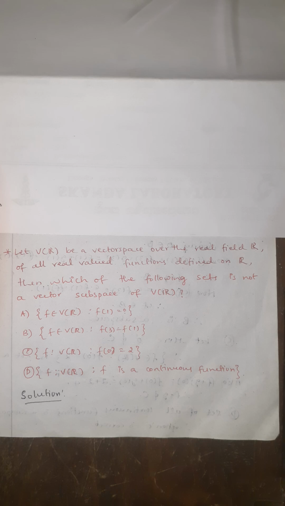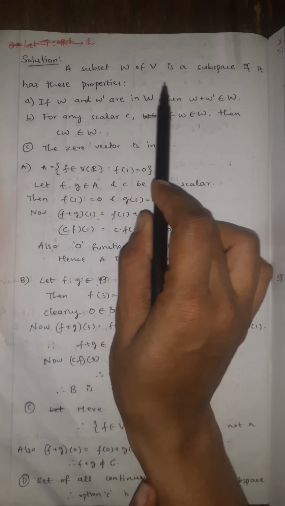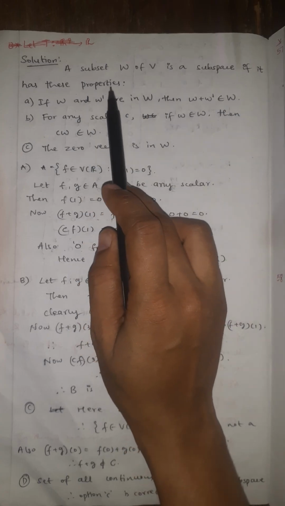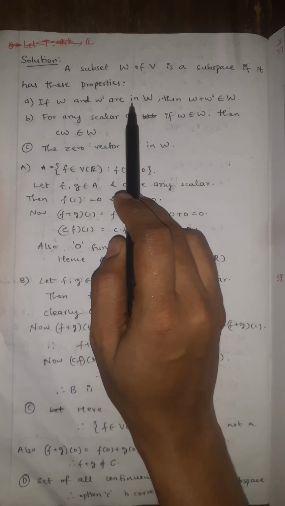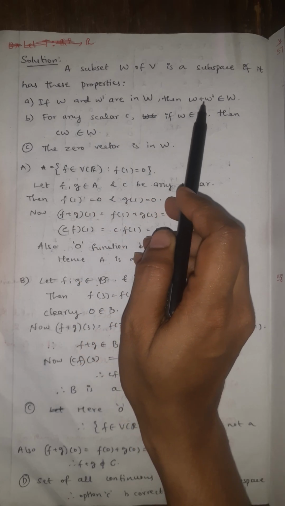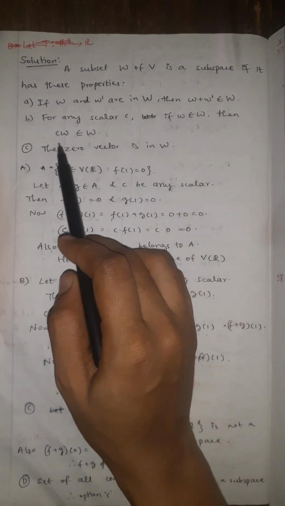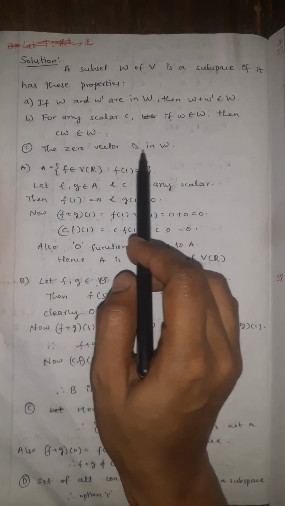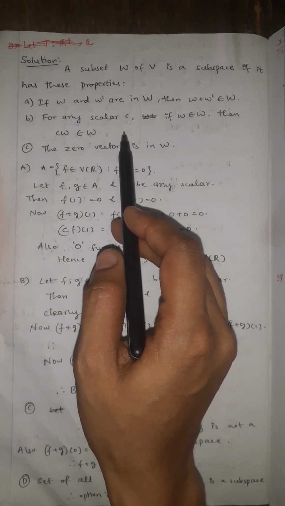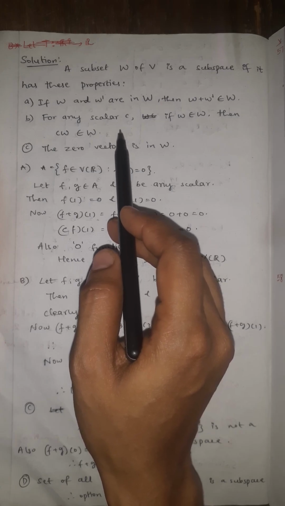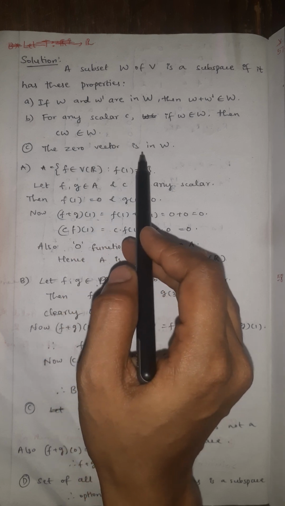Okay, so what do you mean by a subspace? Let us see. A subset W of V is a subspace if it has these three properties. If any two vectors W and W dash are in W, then their sum, that is W plus W dash, is also in W. For any scalar C, if W belongs to W, then C into W belongs to W. The zero vector is in W. That is, a set is said to be a subspace of a vector space V if that set is closed under addition and scalar multiplication, and also the zero vector belongs to that set.